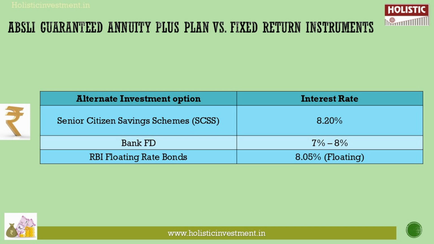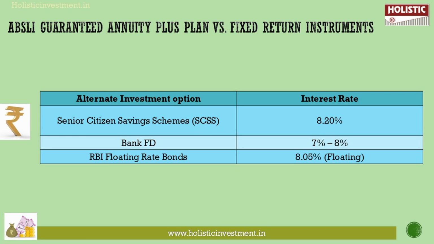So as you can see, we have mentioned some options on the screen for senior citizens. These options offer reliable income and higher rates than the ABSLI Guaranteed Annuity Plus plan, along with liquidity. First, the Senior Citizen Savings Scheme, SCSS. This scheme offers a return of 8.20% per annum, allowing you to park your retirement corpus and receive regular income.